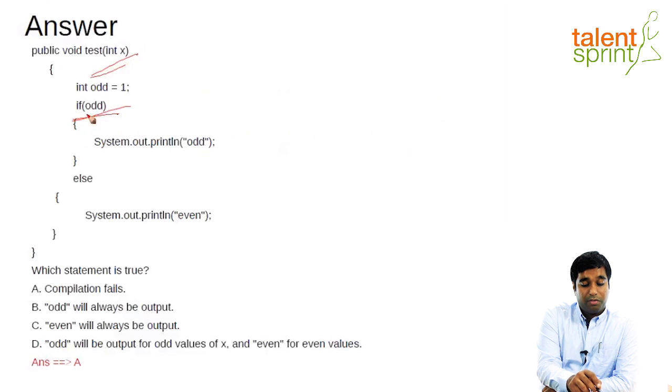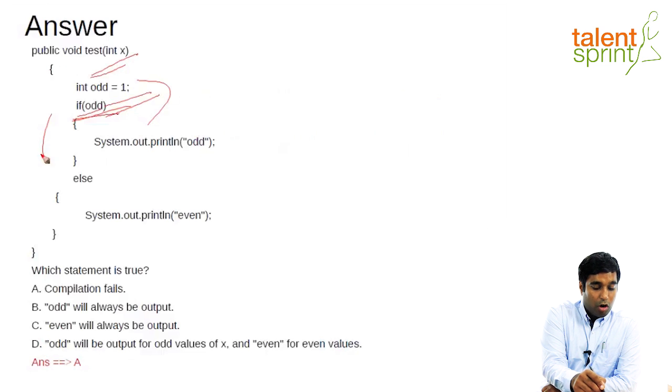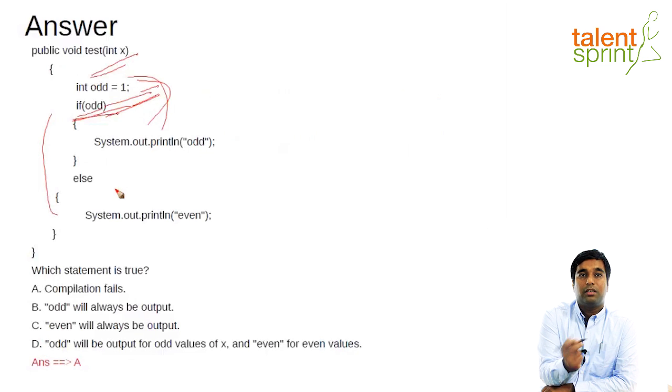Now within the if statement, the condition cannot have the data type of integer. It can only have a Boolean data type, either true or false. So the program will not move forward. It is simply going to throw a compilation error at the second line itself.